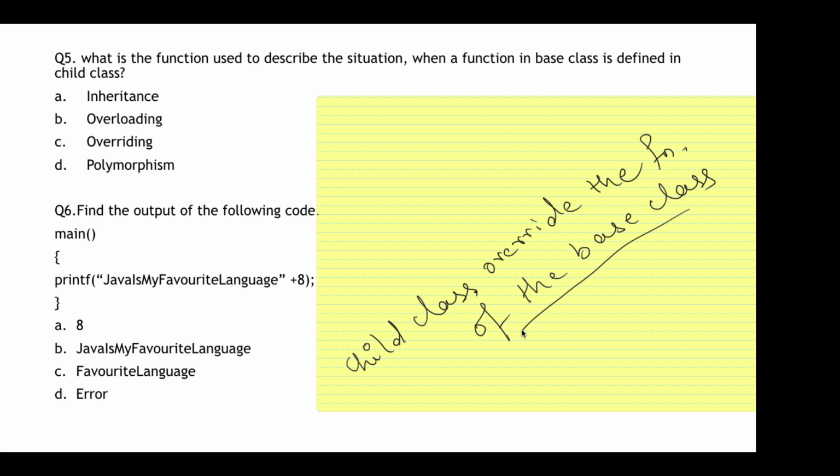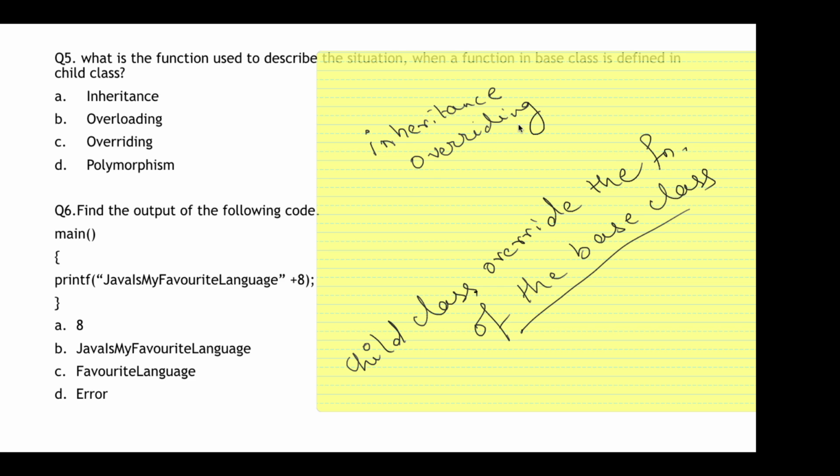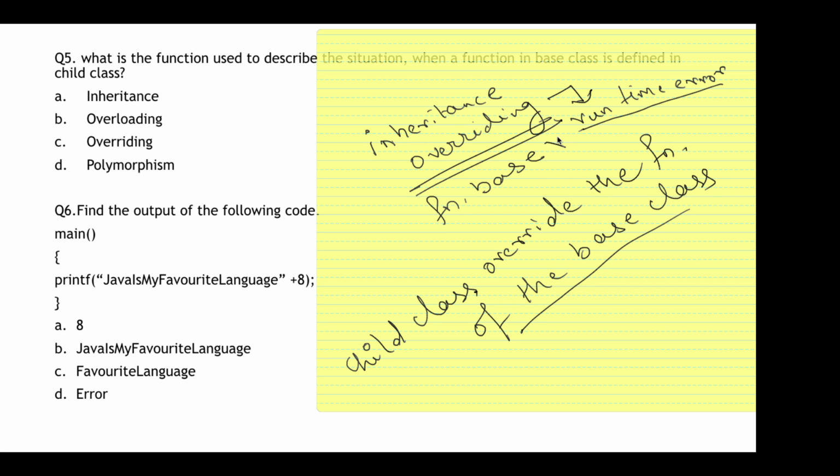So here are two concepts: one is inheritance, one is overriding. So when does this overriding happen? This overriding happens at runtime. It does not happen at compile time. At runtime, at the last moment, the compiler decides, okay, let's not take the function of the base class, rather let's take the function of the child class. That is when this overriding happens.